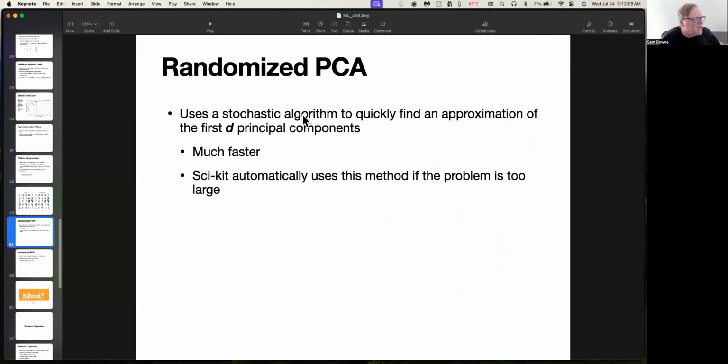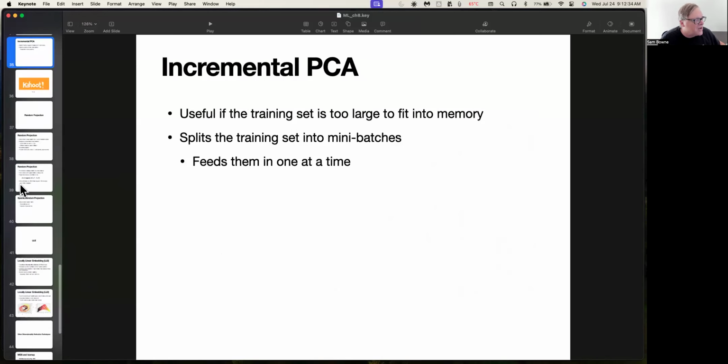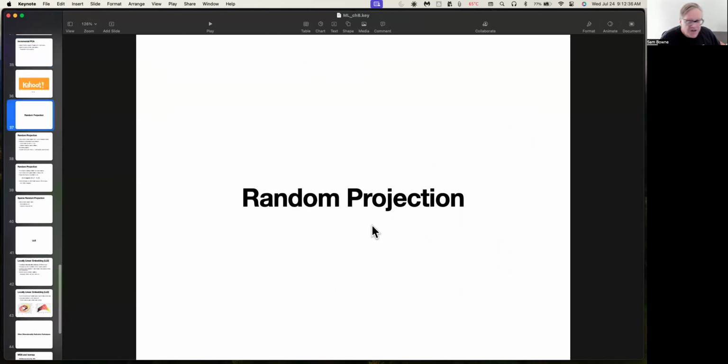All right, and another way is to use a random algorithm to approximate the first few components. You can make it faster by sacrificing some accuracy. And then there's incremental PCA. If the training set is too large to fit into memory, then you use mini batches, like we have done in the random forest, where you use only part of the data to do the calculation, since you can't calculate on it all. That's another way to do it. Right, and there are other ways to do it.